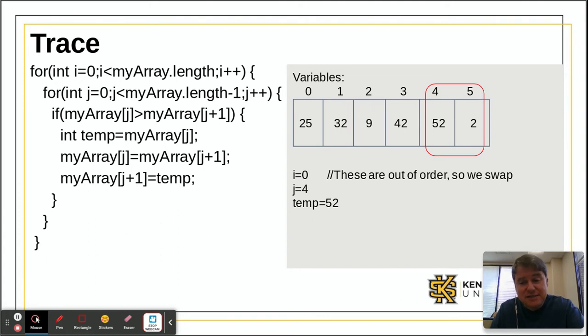All right, so this is the last time we're going to do this pass. So it's checking if my array at position 4 is greater than my array at position 5, which it is. So we make the temp, we move the 2 over, we copy the 52 back, and at this point, the inner loop has completed. When we go back up to the top of the inner loop, j becomes equal to 5. 5 is not less than my array length, which is 6, minus 1. 5 is not less than 5. So the inner loop has completed, and the inner loop is done. And at this point, we reach the bottom of the outer loop.